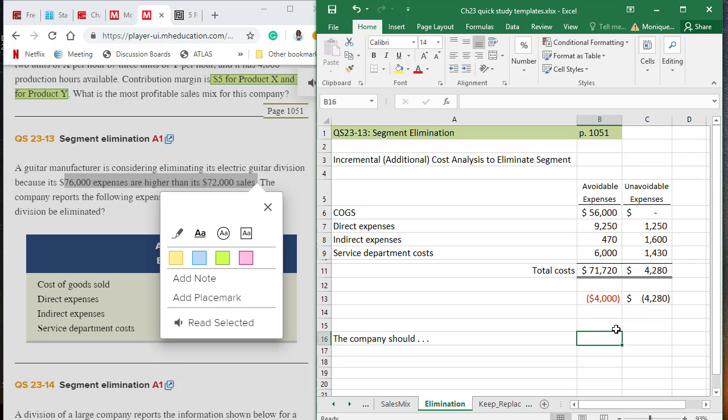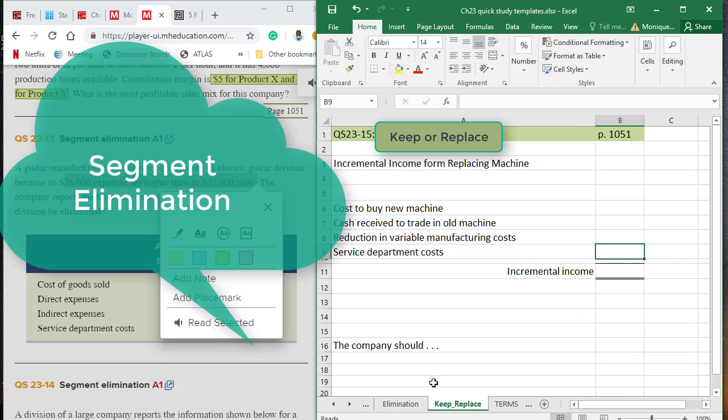So our answer is we should, let me see, not eliminate. And another way to look at it is you're losing out on the $72,000 of sales, and you can only get rid of $71,720 of those expenses. So there's still going to be some other expenses in that $76,000. Alrighty, of $4,200.